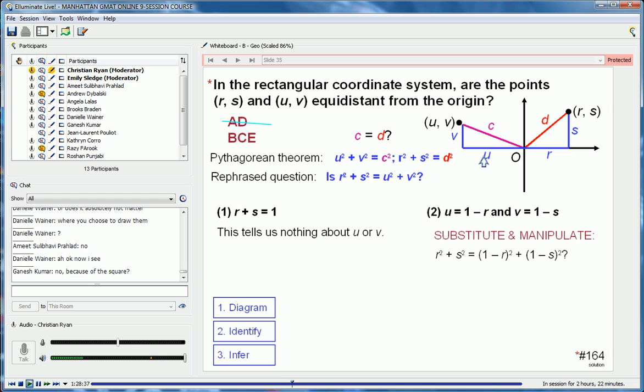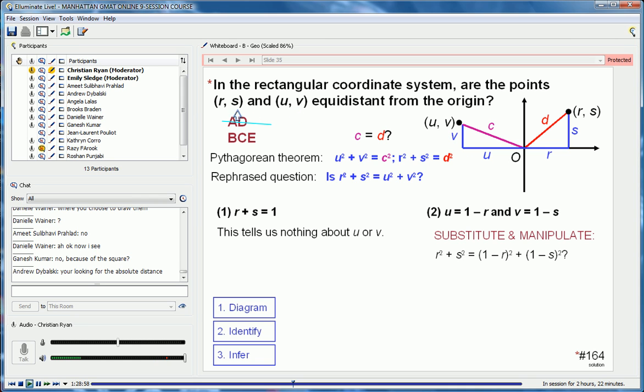Where we choose to draw UV, how we would express the distance? Yeah, it does not matter. It's absolutely right. We are looking for the absolute distance, and a distance is always 0 or greater.